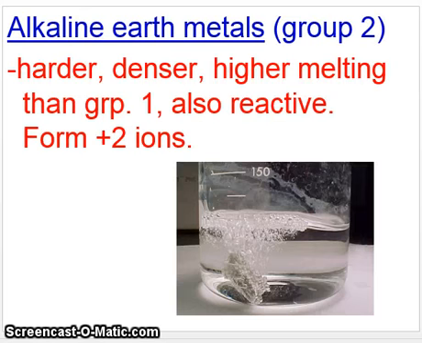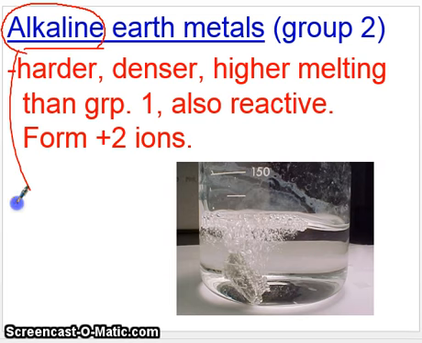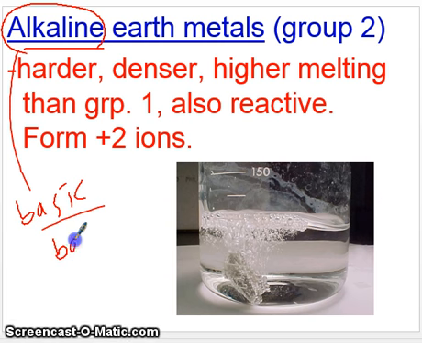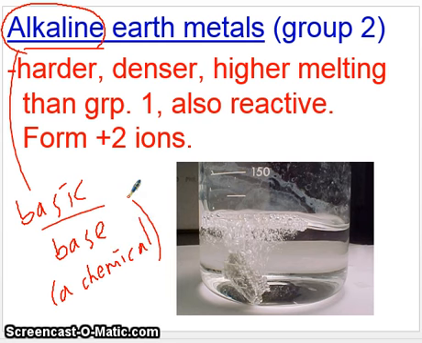The second group are called the alkaline earth metals, very similar to the name of the first group. But there's a reason why we call these alkaline. The word alkaline actually means basic in terms of chemical-wise. Because these, when you throw them into water, they form what's called a base. A base is a type of chemical. We'll discover bases in a future chapter.